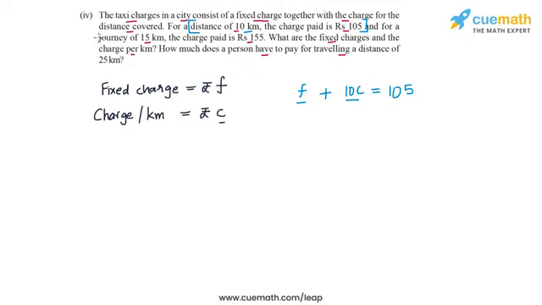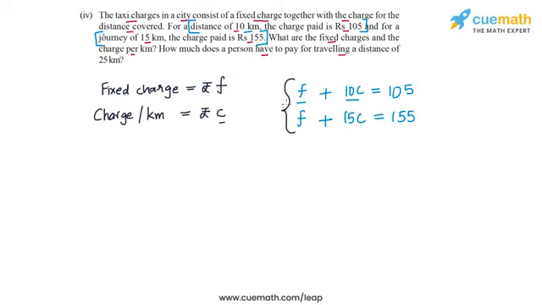And then the second piece of information is, for a journey of 15 kilometers, the charge paid is 155. So for this journey, the fixed charge will be f, and the charge for the distance traveled will be 15c. So the total cost in this case will be f plus 15c, and this is equal to 155. So these two equations are the pair of linear equations that model the given situation in this case, and now we have to solve them using substitution, and we have to find the value of f and c.